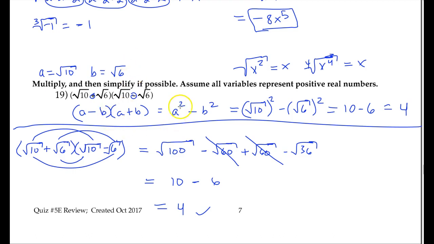We can use this formula here to get the answer quickly. But again, if you don't feel comfortable with that formula, you can always just multiply everything via the FOIL method, and you'll still get the same answer. All right, let's move on to number 20.